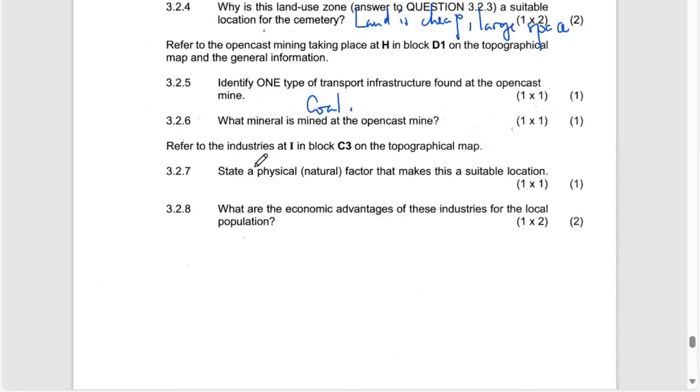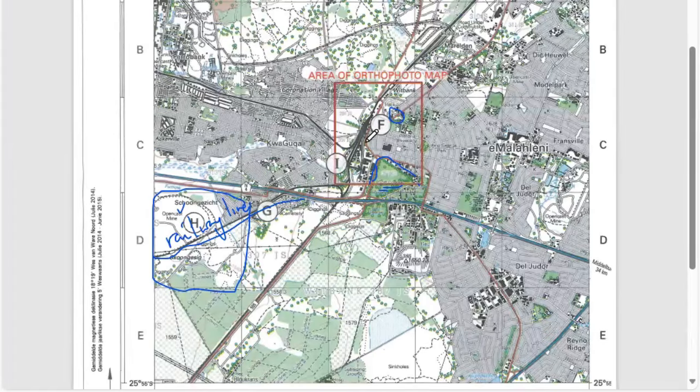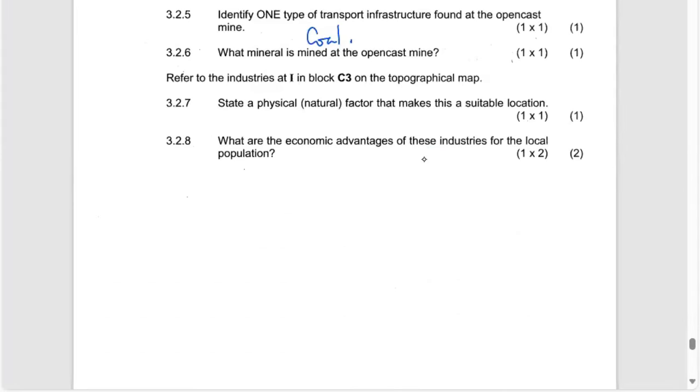State a physical factor, refer to industries at I. In block C3, on the topographic map, industries at I, this is area I, use industries here. What could be the physical factor? For one obvious reason, the physical factor there is that there is a gentle gradient, or there is flatland. That area is flat. That is the physical factor that makes it suitable for the location.